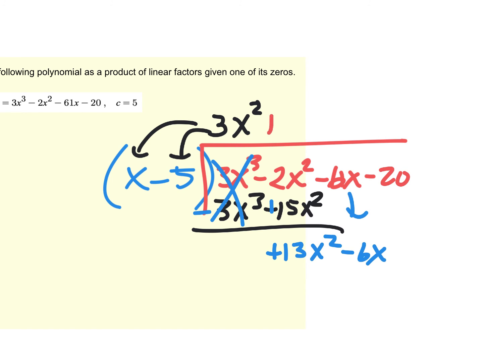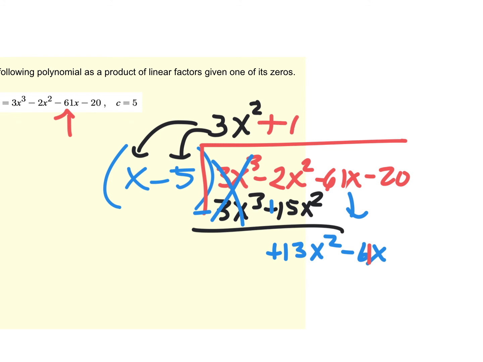Whoa, whoa. 61. Oh, it's a 61. I just copied it wrong. I get it. Thank you. I should have been more careful here. 61. Thank you. Right there. Okay. 61x. Okay. Now, I'm going to go up to the top again.